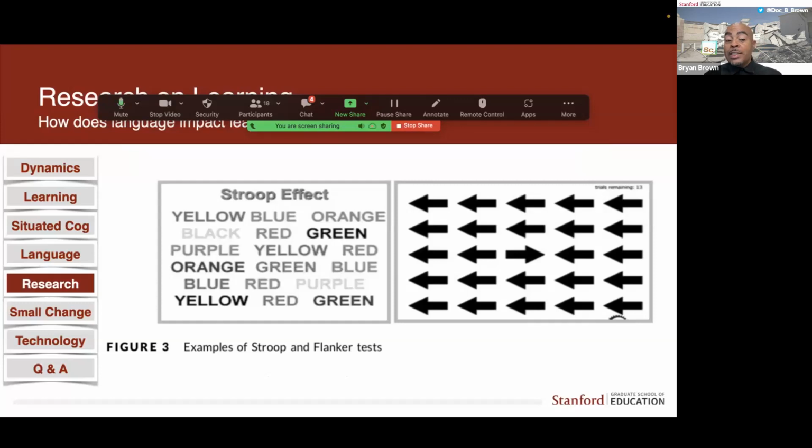I have to ignore what it says and hit the B button because the color is blue. Similarly, the flanker test is the arrow indicator. What I'm looking for is what direction is the centermost arrow. And you'll notice here, the centermost arrow is going the opposite direction. So it's a distractor. I need to ignore the direction of the others and identify the centermost arrow. So that's called an incongruent task.